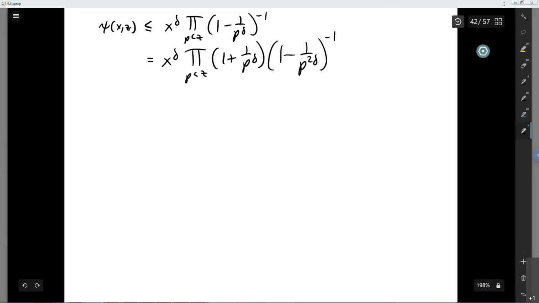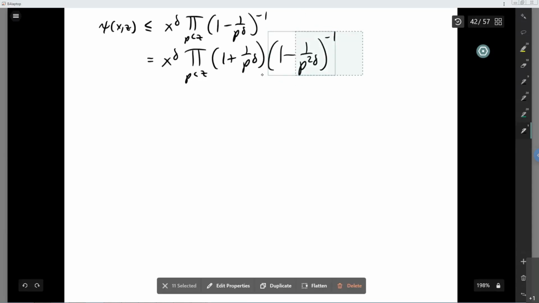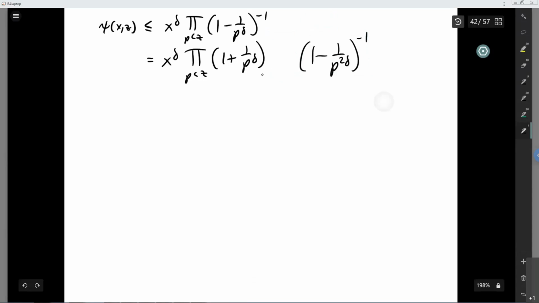As this product. This is really just a difference of squares. This is 1 minus the thing squared. And so when you do difference of squares, one of the factors is this, one of the factors is this one. So if I multiply by this, it will cancel out. All right. And so why would I do that? Well, I'm going to write these two products separately.